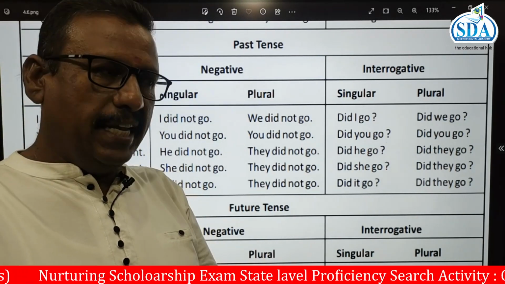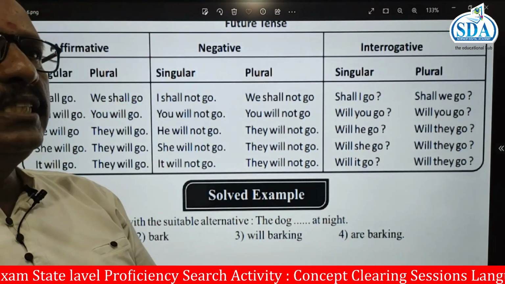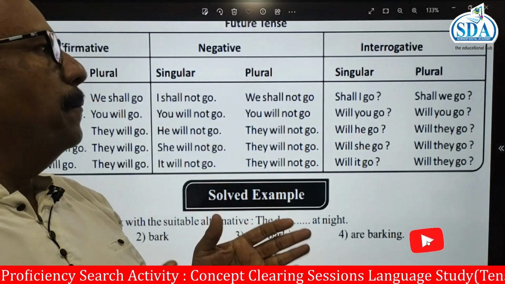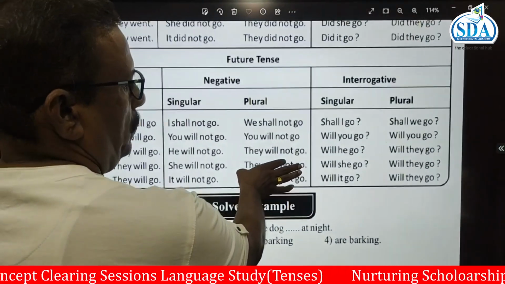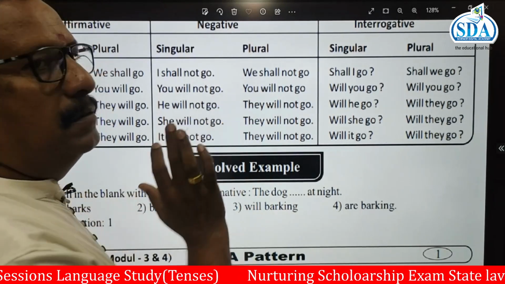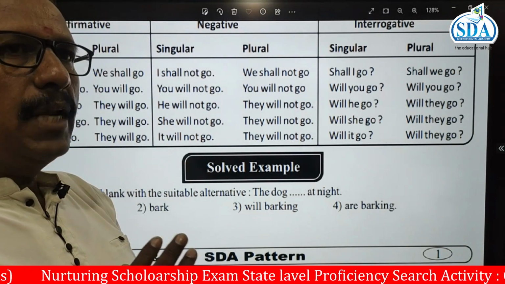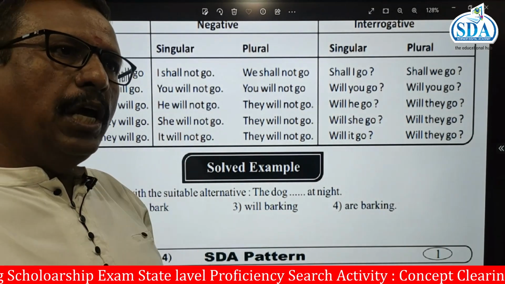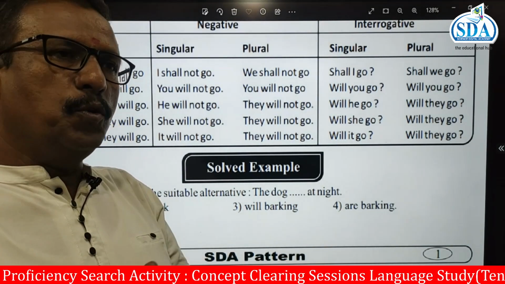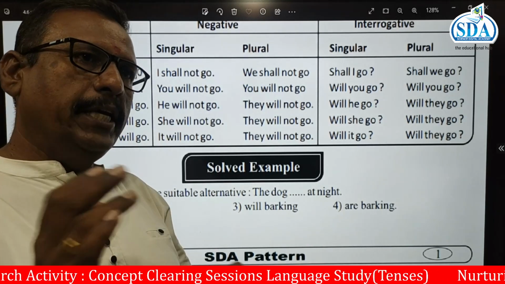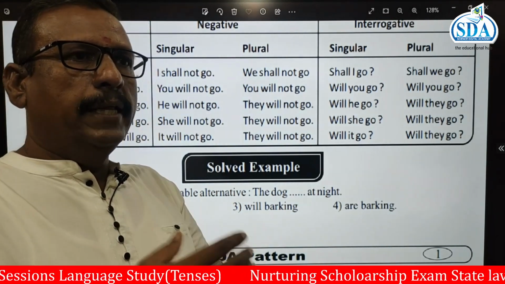Then in case of future tense, please observe this chart. In case of affirmative, negative, and interrogative sentence, see here. Now it is completely visible. In case of affirmative, I shall go, we shall go, you shall go, in this way. In case of negative sentence, I shall not go, we shall not go, you will not go, he will not go, they will not go, she will not go, it will not go.